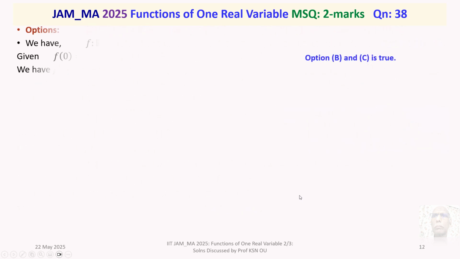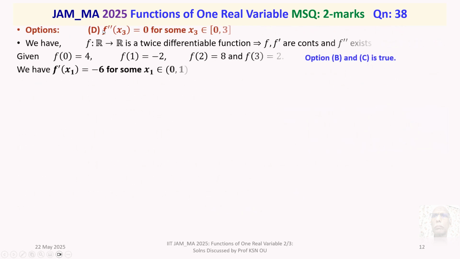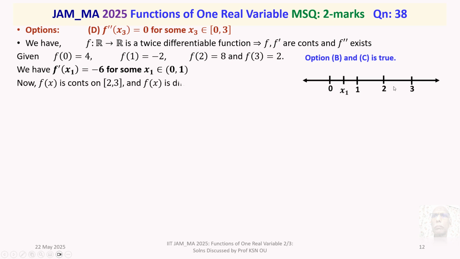Right. Now we have only one option, D. And f prime x1 is minus 6 for some x1 belongs to (0, 1). That is required for me. Now f of x is continuous on the closed interval [2, 3], and f of x is differentiable in the open interval (2, 3). Use Lagrange's mean value theorem.